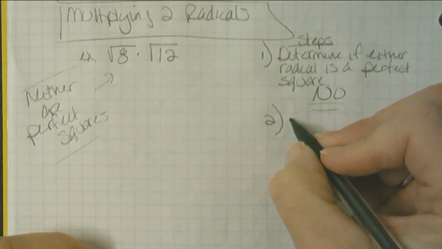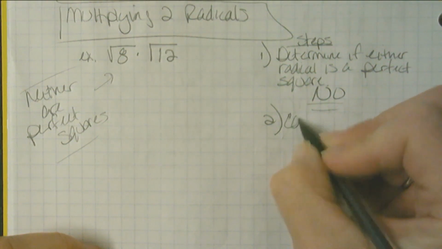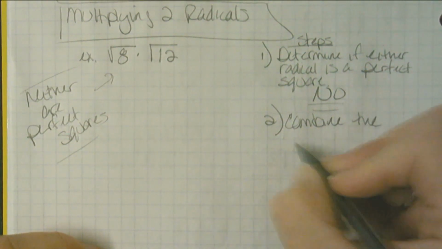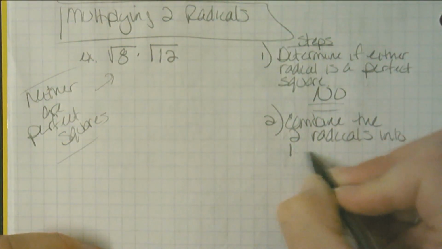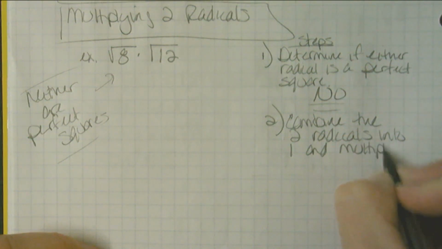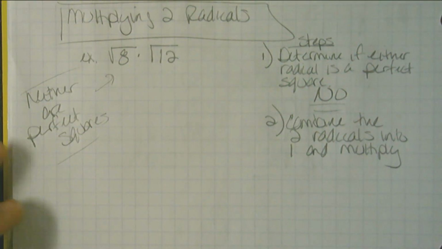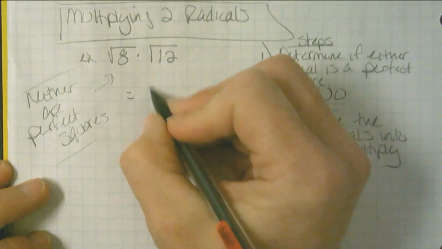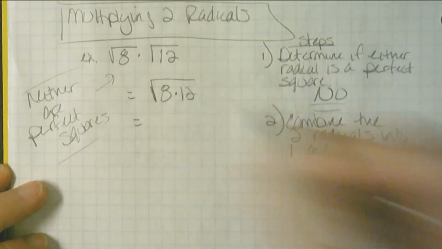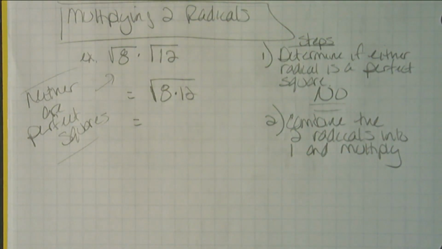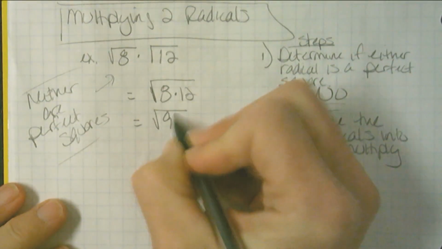I want you to combine the two radicals into one and multiply. All right, so this is what I'm going to do. I'm going to do the square root of 8 times 12. Now I'm going to show this like this, but as you get better at these, you can go right to multiplying them. What is 8 times 12? Charlotte? So this is the square root of 96.